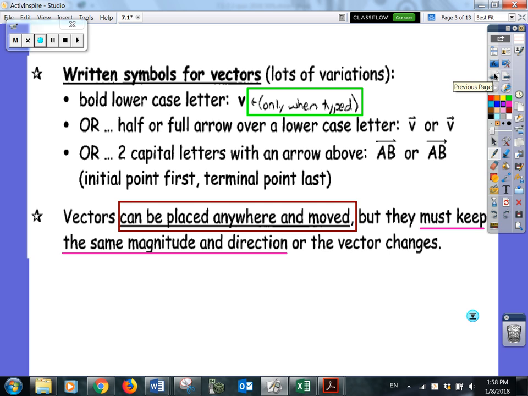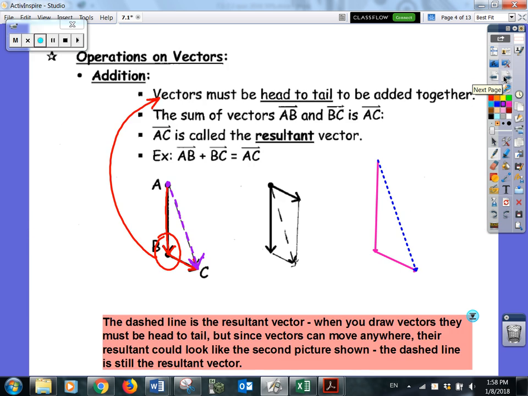Now, I said a second ago we can move these wherever we want. They can be moved around. So in this second example, these are not head to tail. All the initial points are connected. If the initial points are connected, we can still figure out what the resultant is. It's just going to be different. If I took this vector right here and moved it up, I can still come up with the resultant. It comes out of the middle of those dots. So if the two dots are together, the resultant is dot, and the arrow goes out.